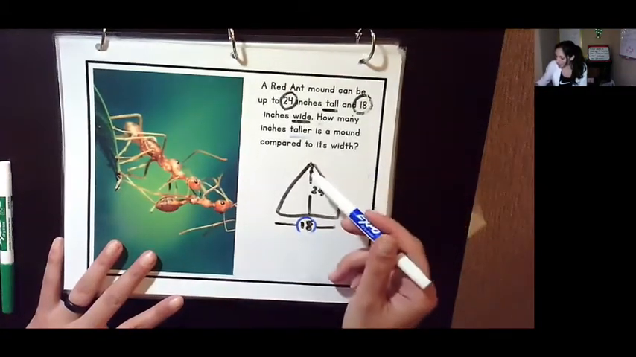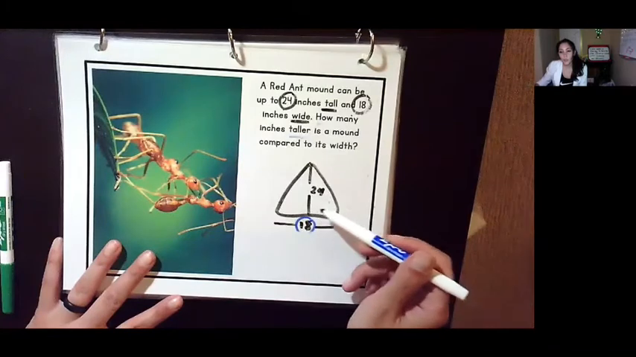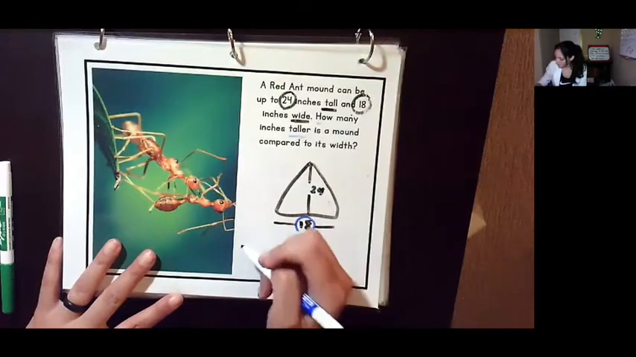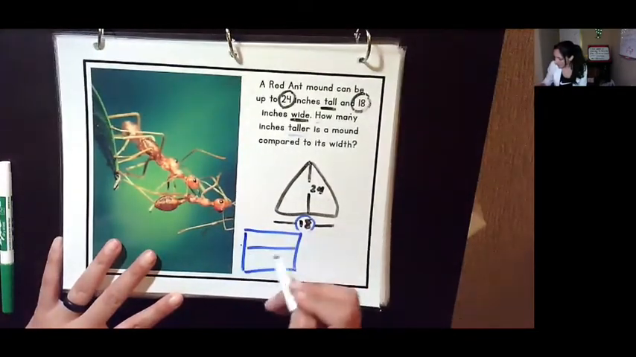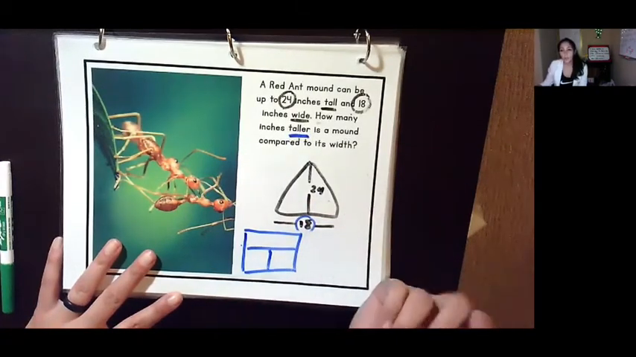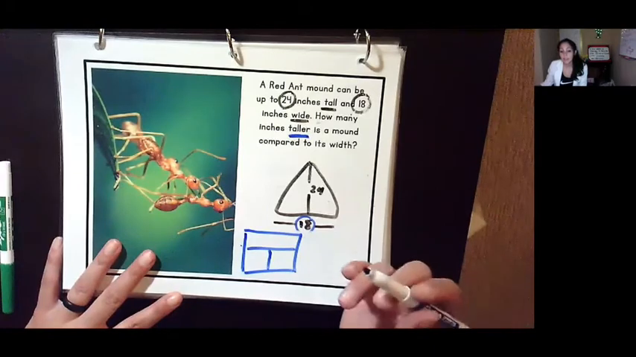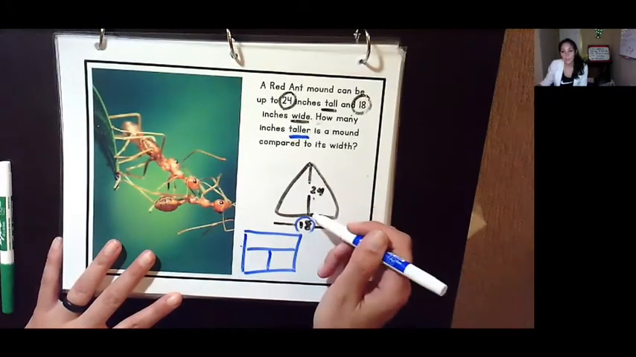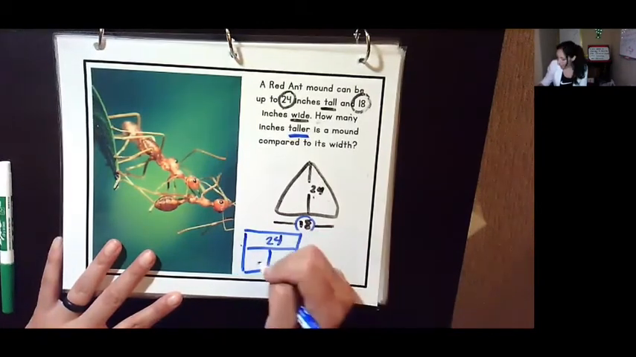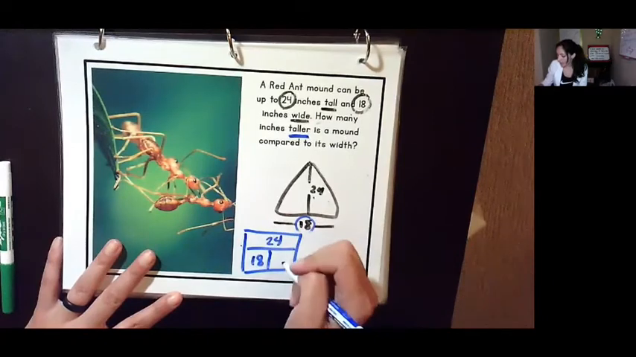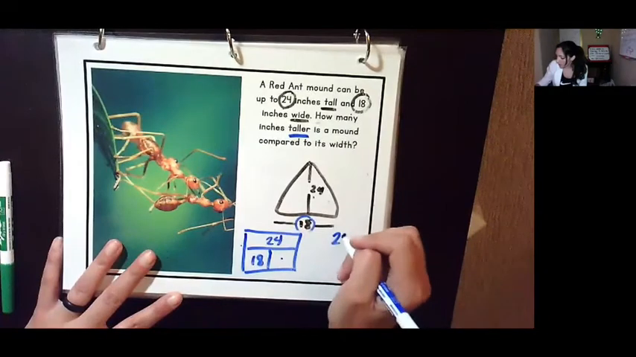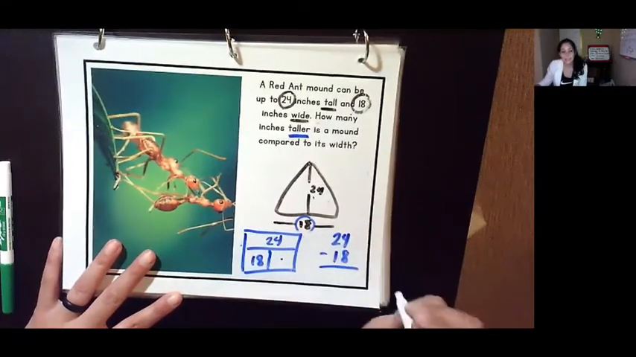So I started with my picture knowing that 24 was my greatest unit and 18 was my smaller unit. Since it is asking me how many inches taller, I also know that I'm looking for a difference. I'm trying to find the amount that is between 18 and 24, which means I'm going to be subtracting. So 24 is my whole, 18 is my part. I'm missing my other part, so I'm going to do that by subtracting 24 minus 18.